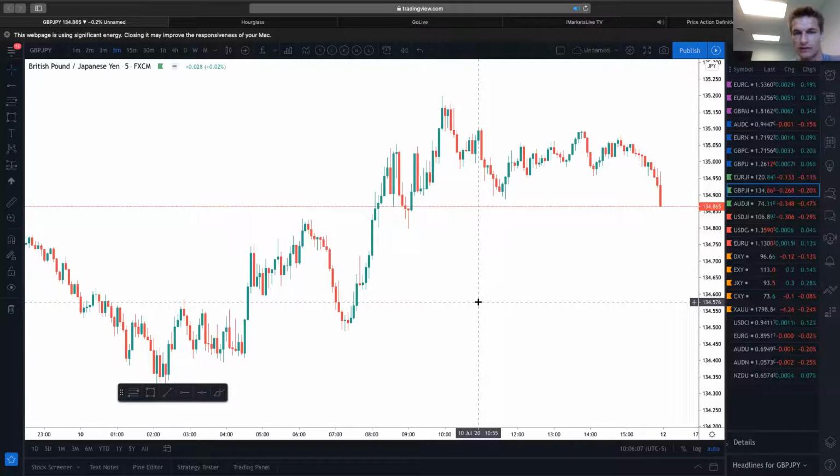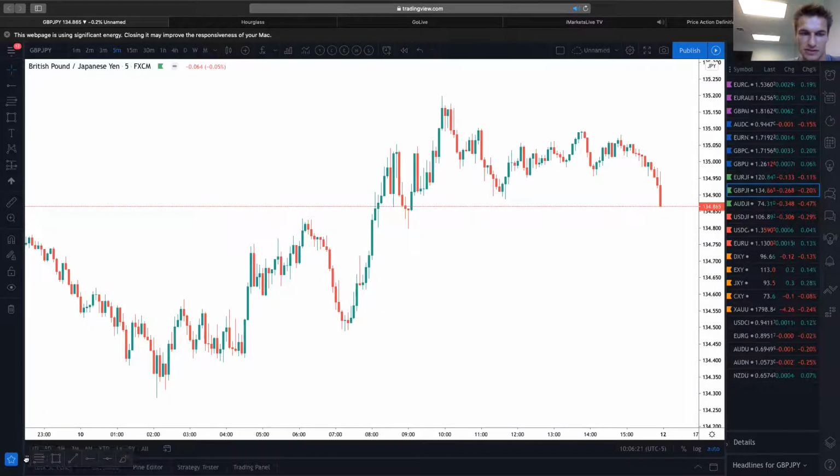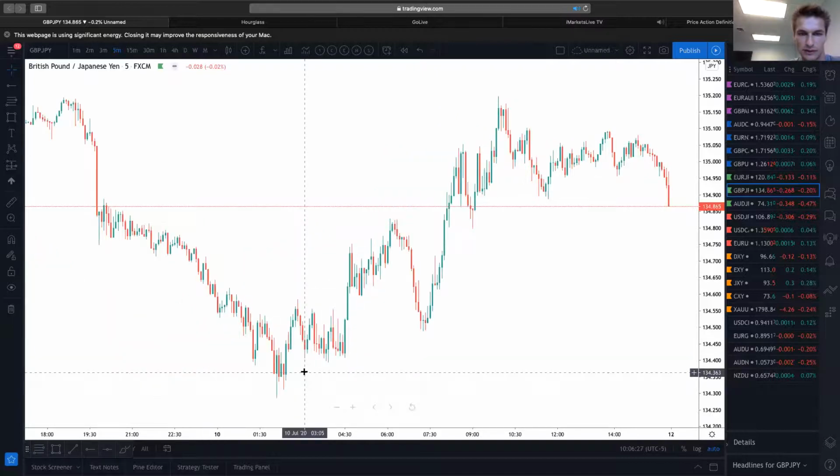What Fibonacci is, basically it's a tool that predicts future support and resistance areas from pullbacks in a market.